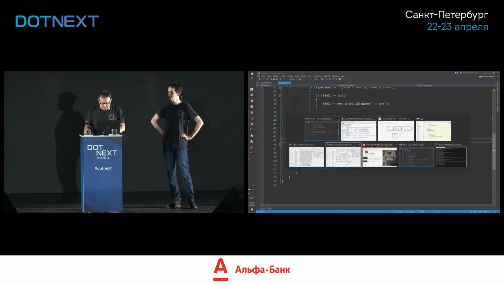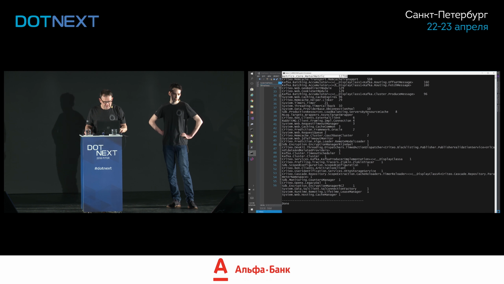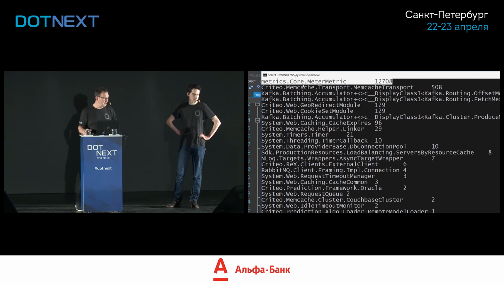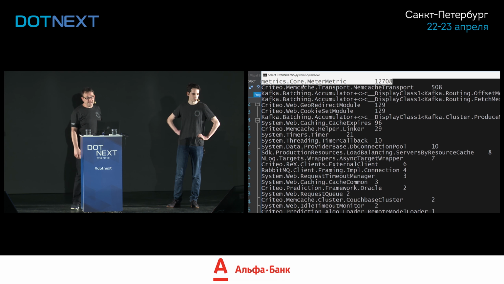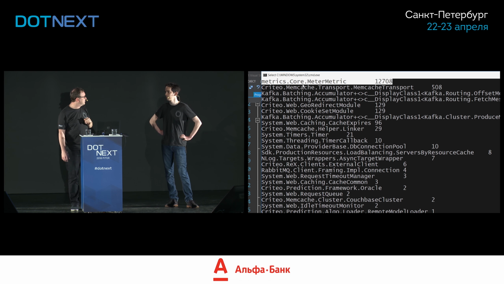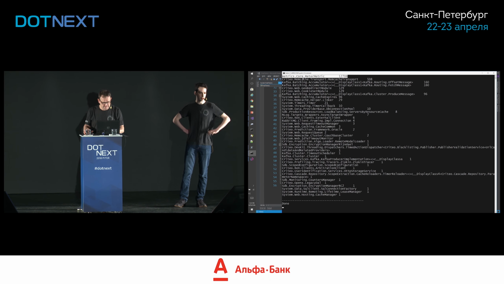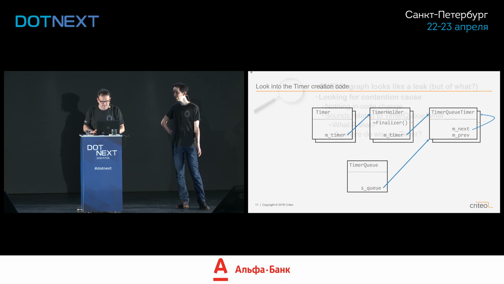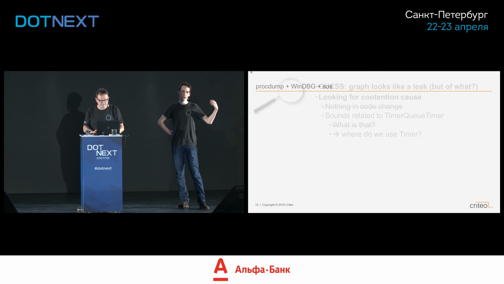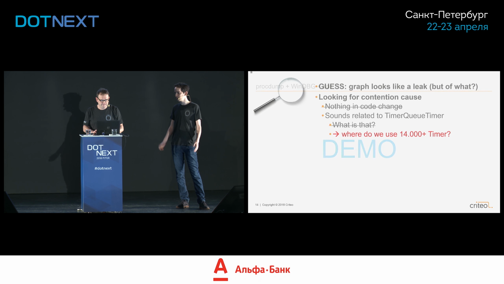So if we go to this, we will have the result of the list. And here we have the metrics.core.metermetrics with 12,708 instances. Could it be something interesting? Yeah, so what we see here, we have more than 12,000 instances of metermetric, and then we have the other 2,000 timers that we expected to see.